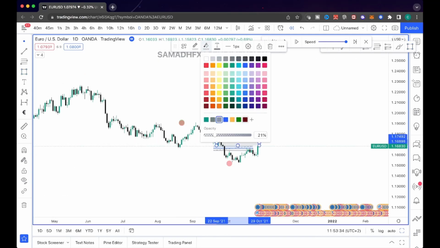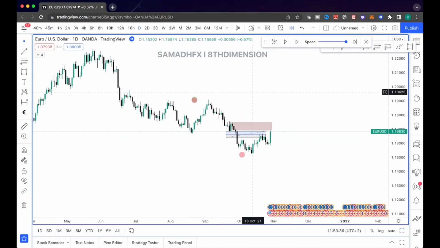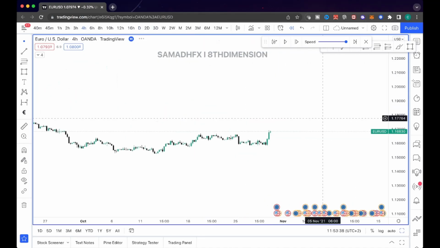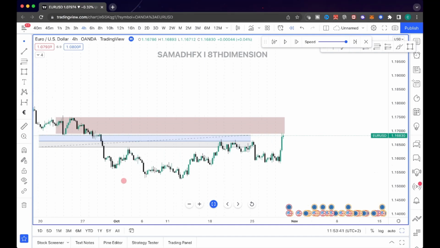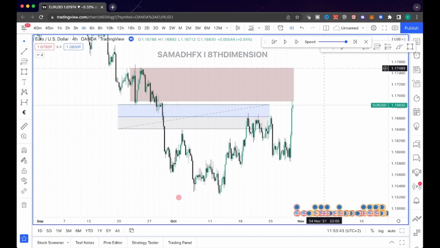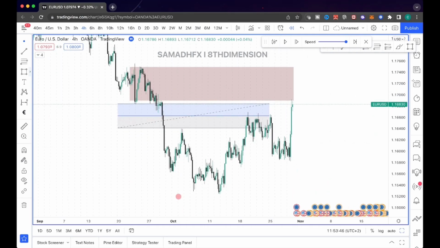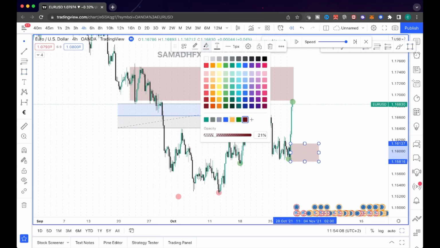Now, I will not show you how to filter, I will not show you how to enter, I will show you just what I said before. If you take in consideration only the 4-hour structure, you have low, higher high, higher low, and higher high, higher low, and higher high. Now, this looks like a great order block, great POI, great demand, whatever.